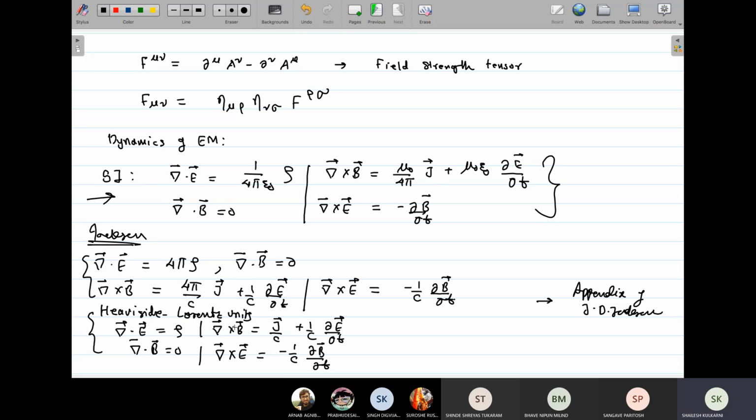Afterwards, I will also put C equal to 1. Then we call them Heaviside-Lorentz units with C equal to 1, or Heaviside natural units. But that I will do afterwards because we want the feeling of C at the beginning, and then I will put C equal to 1 at the end. So we will work from now onwards here, and I suggest you see this appendix of J.D. Jackson. Everything is given there.